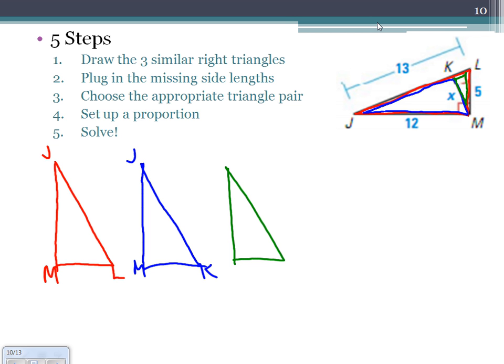That's smart. It could be a fraction. Yeah, it could be a fraction.